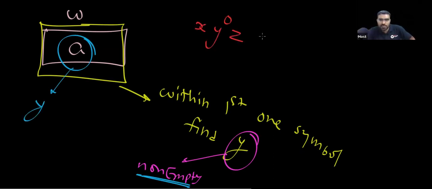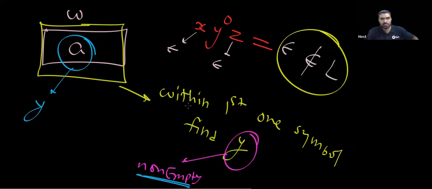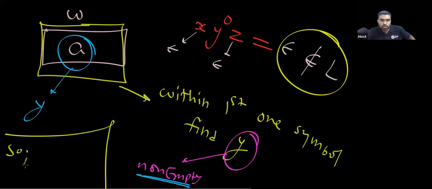Now, if I repeat this y zero number of times, what will I get? Remember, x is the empty string and z is the empty string. So if I repeat this y zero number of times, I will get the empty string. That does not belong to L. That is not in the language. So this string A cannot be pumped.